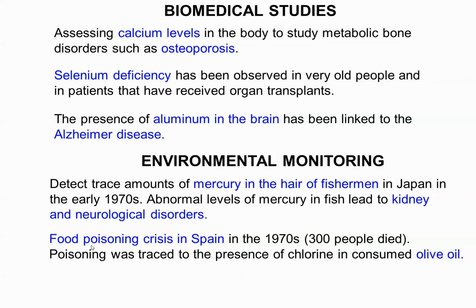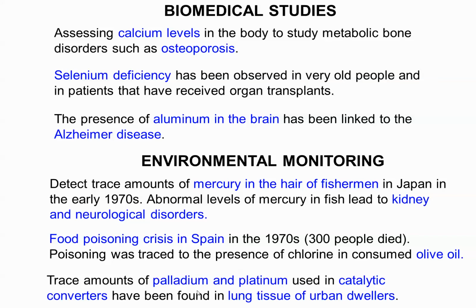There was a food poisoning crisis in Spain in the 1970s whereby 300 people died. Poisoning was traced to the presence of chlorine in consumed olive oil. Apparently large amounts of cheap and toxic seed oil were added in order to make profit.